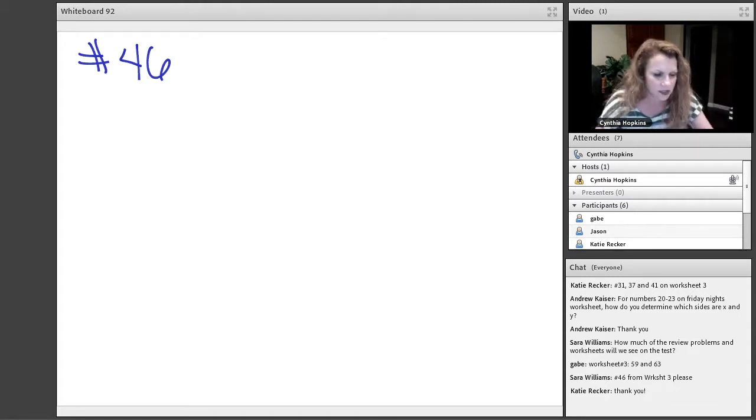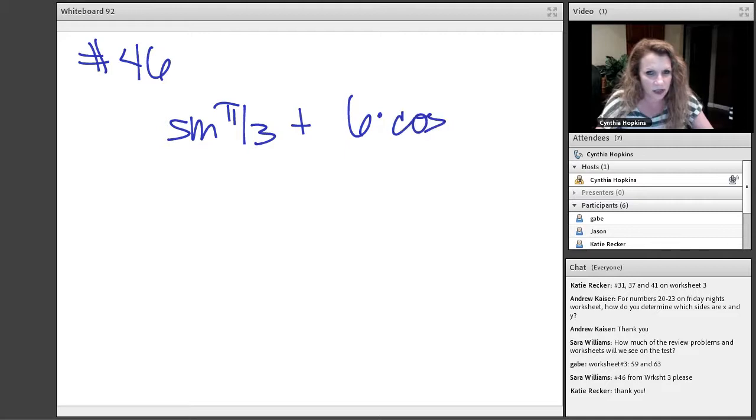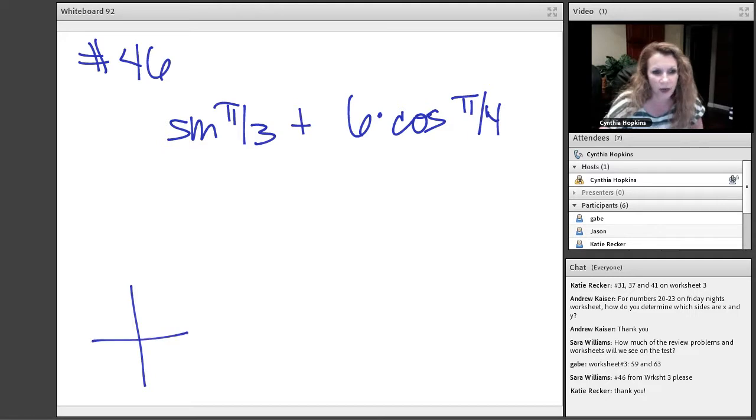Okay, 46 says sine of pi over 3 plus 6, and there's no symbol, but you can write a times sign if you'd like, times 6, plus 6 times cosine of pi over 4. All right, so pi over 3, by the way, as you get better and better at this, you don't have to draw these pictures if you don't feel like you need to. Okay, I can picture pi over 3 in my mind's eye and know that sine is rad 3 over 2.